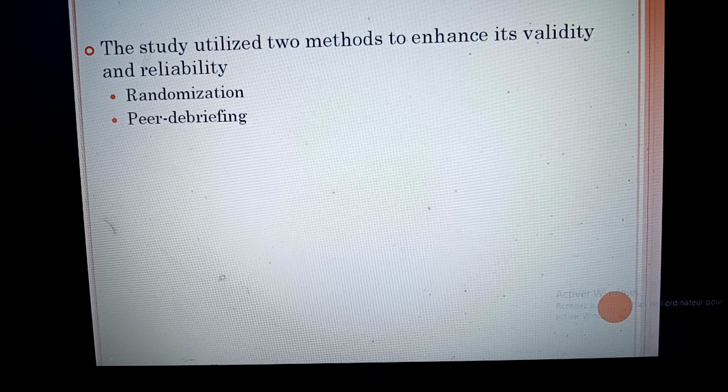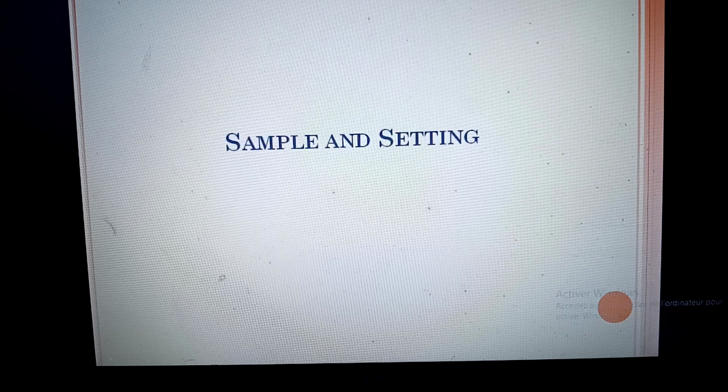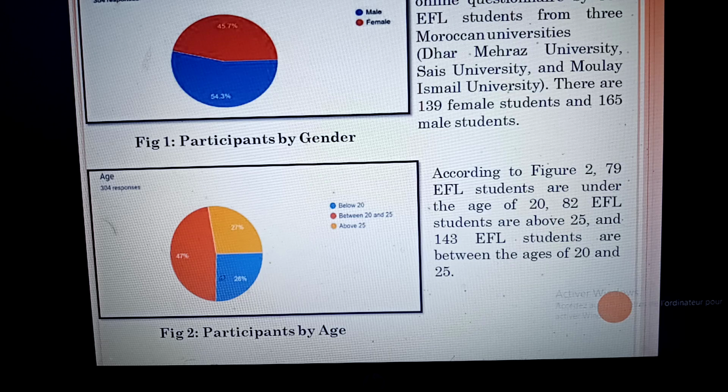Randomization, because those who participated in the online questionnaire were selected randomly to avoid bias in the sample. And peer debriefing: of course, the study is discussed by some professors and those who are professionals in the field, whereby we can see what criticism and feedback are received and taken into consideration to enhance the quality of the study. So concerning the sample and setting, we have two figures.